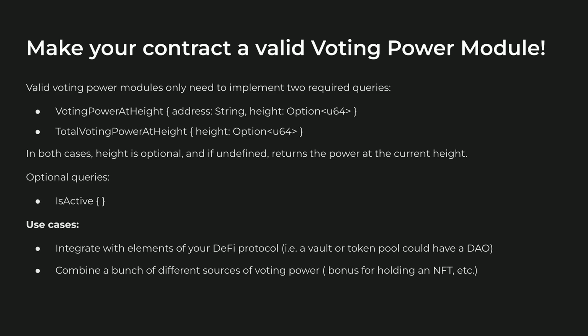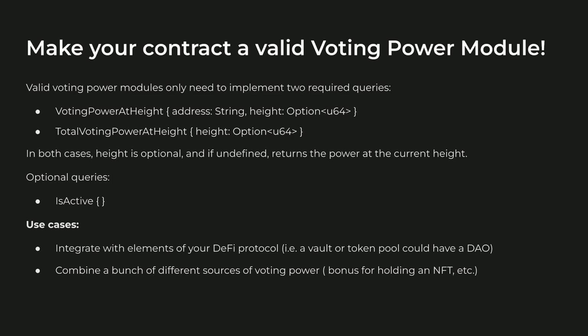There's also an optional query, which is active. So for some cases, for example, in a token staking DAO, you don't want the first people to come in, when you've got less than 1% of the supply staked, to just pass a prop to mint more tokens. Instead, with something like is active, you could make it so that 5% of tokens have to be staked before any proposals could be passed, right? So the is active query just determines whether or not enough voting power is readily available. And so what are some things you can do by making your contract into a custom voting power module?